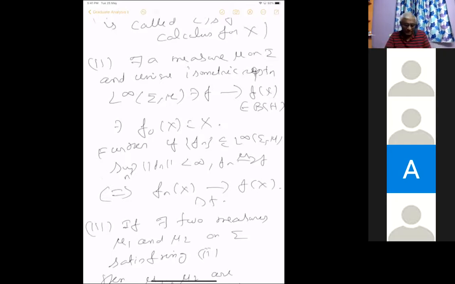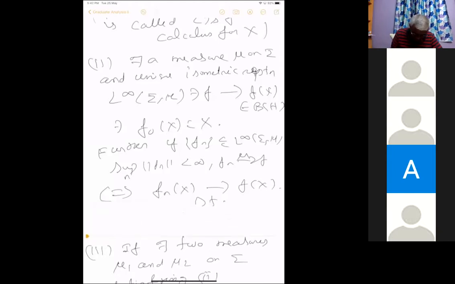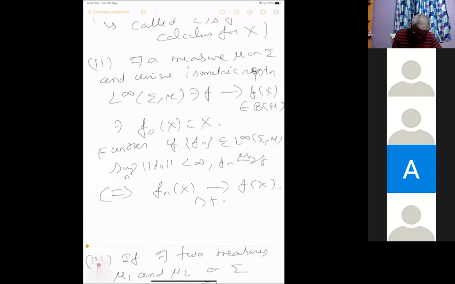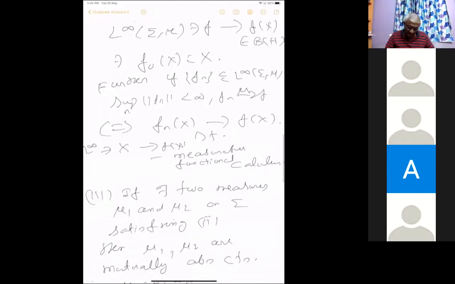You have a representation which, if you want, you can call pi. Then you have a representation pi tilde defined on that. So call that pi tilde the measurable functional calculus. So this is what is called measurable functional calculus. This map x in L infinity going to this f of x is called measurable functional calculus.